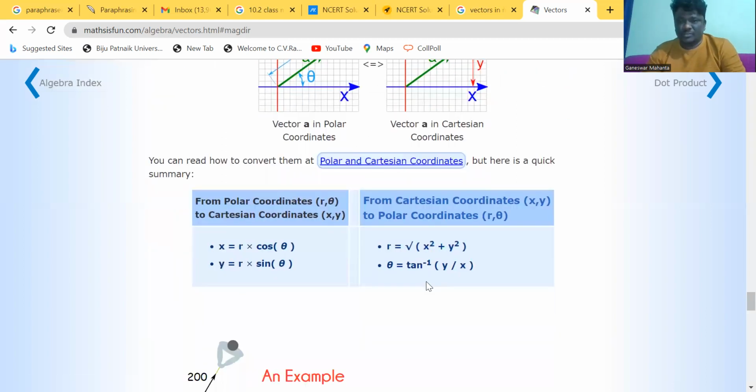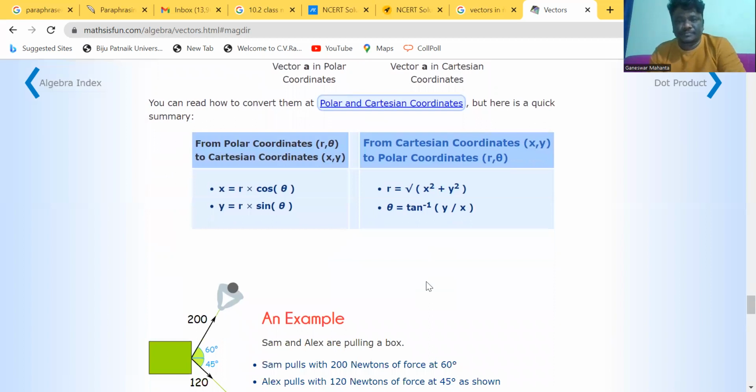The R theta form is called the polar coordinates, and XY is called the Cartesian form. When X is converted into polar form, X is considered as R cos theta, and Y is considered as R sin theta. Then how can R be calculated here? We have just discussed polar form. What is polar form actually?